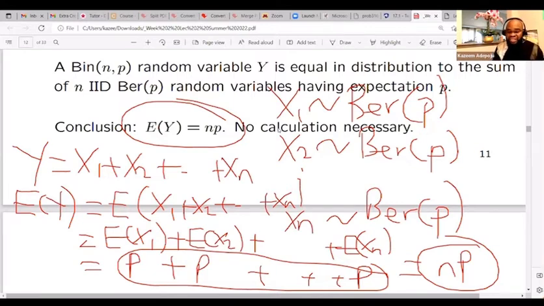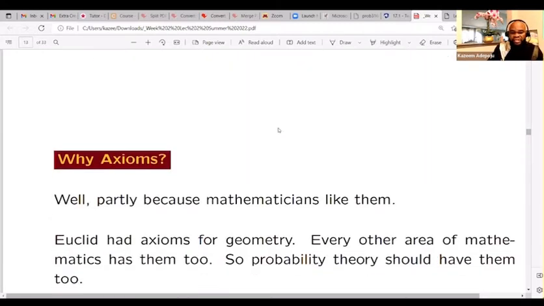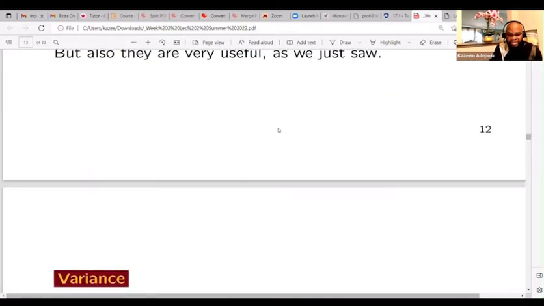The one I walked you through yesterday, I was actually using the knowledge of independence to figure that out. But today, I'm using the knowledge of linearity of expectation. Okay, now that is that. Now, why axioms? Of course, we need axioms and rules. And if you want to get things right, we basically need to understand rules. So that is why we need axioms.